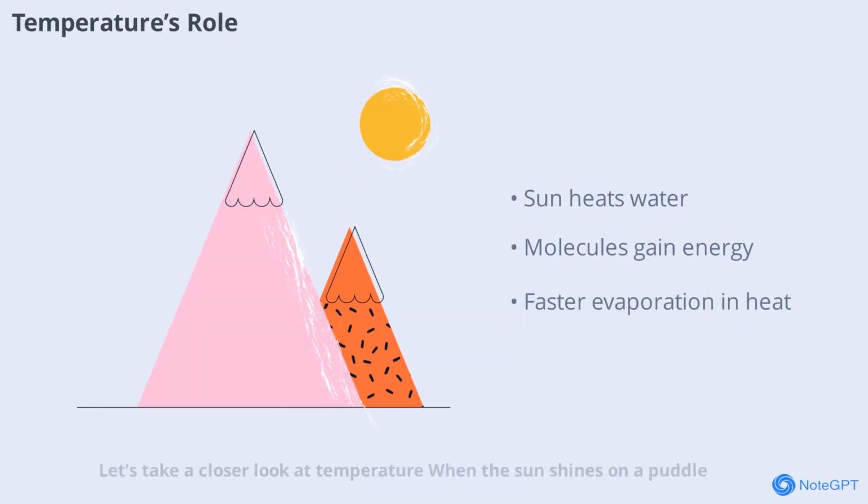Let's take a closer look at temperature. When the sun shines on a puddle, it heats the water, giving energy to the molecules. The warmer it gets, the more energy the molecules have, and the faster they can escape into the air. That's why you'll notice puddles vanish quickly on hot summer days but linger during cooler weather. Temperature is one of the most noticeable factors affecting how fast evaporation happens in our surroundings.